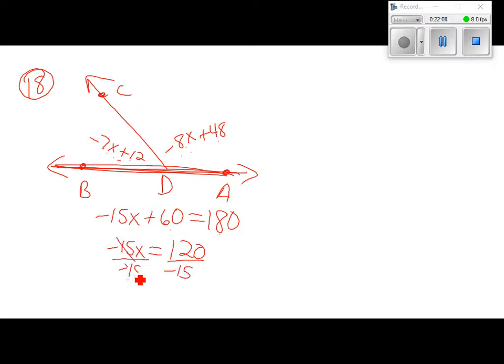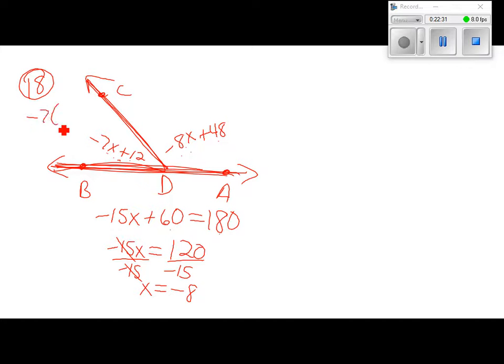These cancel out and you're left with x equals... grab your calculator probably and do 120 divided by negative 15. And you get 8. So it's negative 8, sorry. We take that. They want us to find the measure of angle BDC, which is this angle.